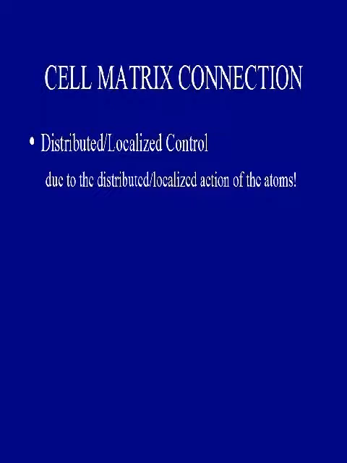How is this related to the cell matrix? The control system for this lattice of artificial atoms needs to have a number of characteristics. The control needs to be distributed throughout the system, and it needs to be localized. This is simply a consequence of the number of atoms and the fact that they each operate independently.